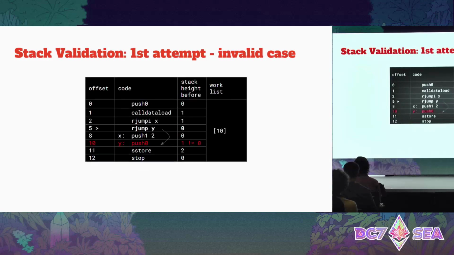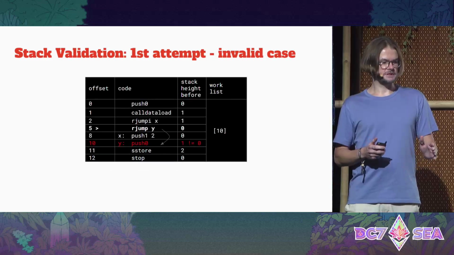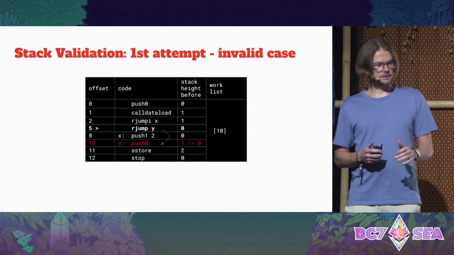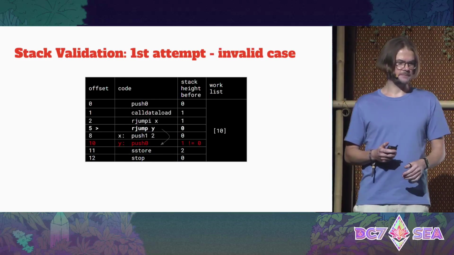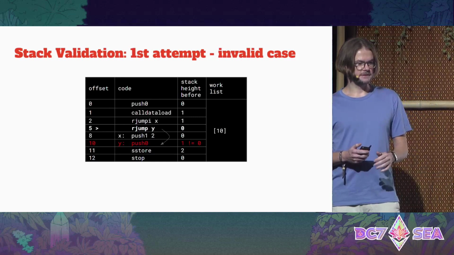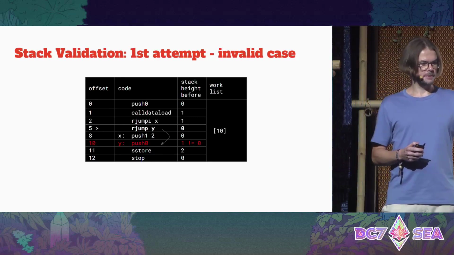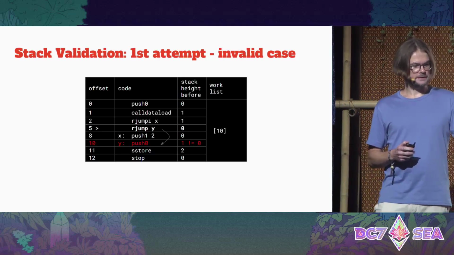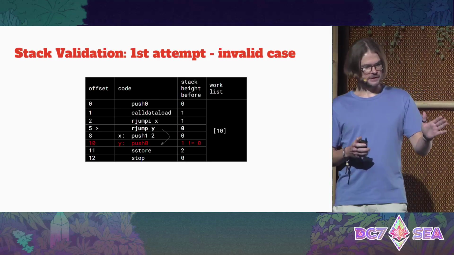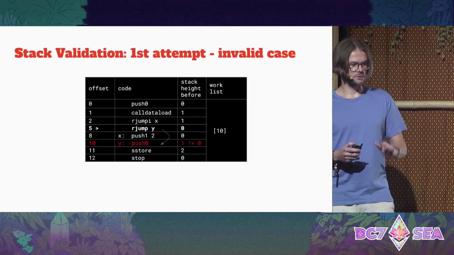Compare this to this invalid code. It is very similar, but with one push omitted, so it goes through very similar steps and ends up at this RJUMP instruction. And at this point, stack height is 0, but we have seen stack height 1 at the target before, and so they are not equal, and this means the code is invalid and rejected.